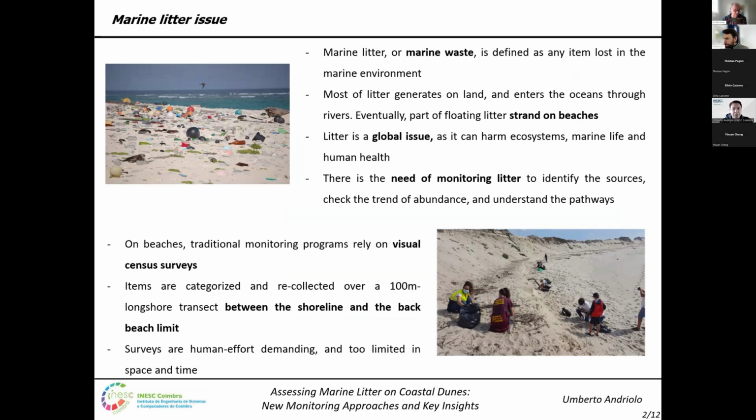So there is a need to monitor litter to identify the sources, check the trend of abundance, and understand the pathways. The traditional monitoring programs on beaches rely on visual surveys, usually performed by volunteers. Items are categorized and collected over a 100-meter long alongshore transect between the shoreline and the back beach limit. Therefore, surveys are human-effort demanding and very limited both in space and time.